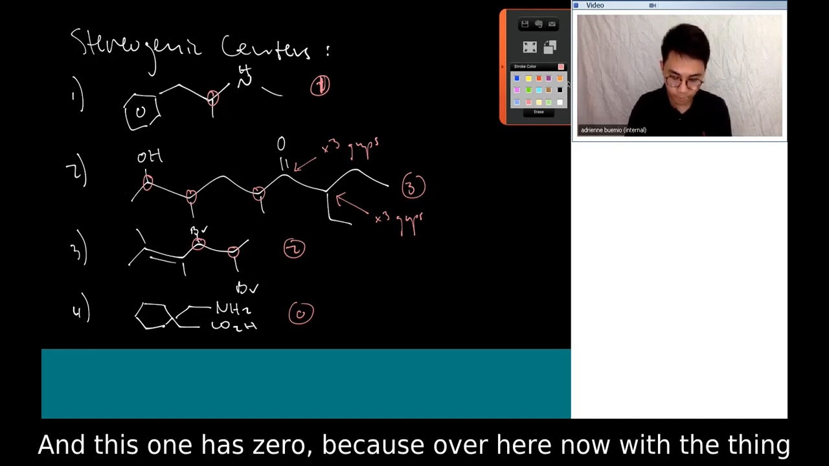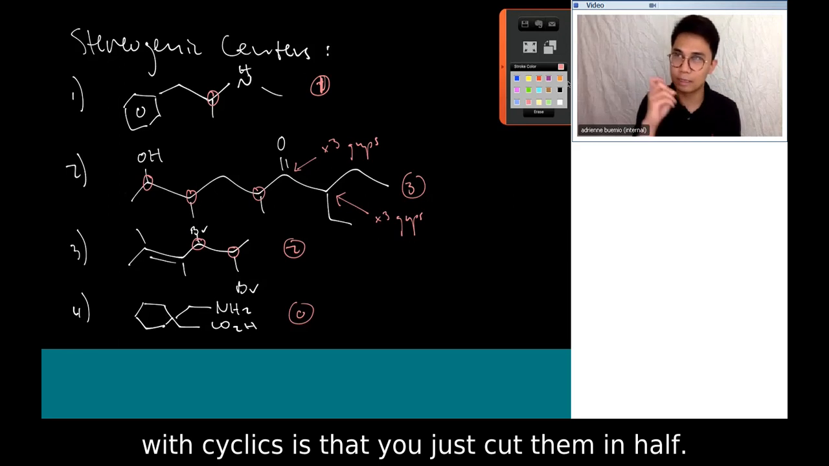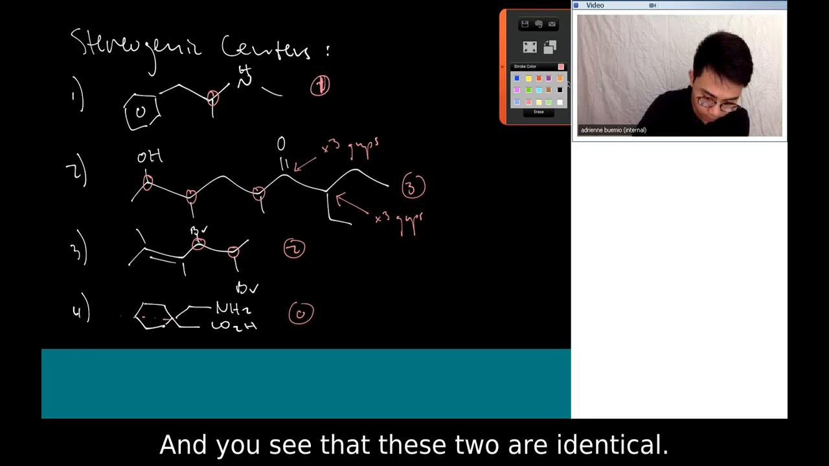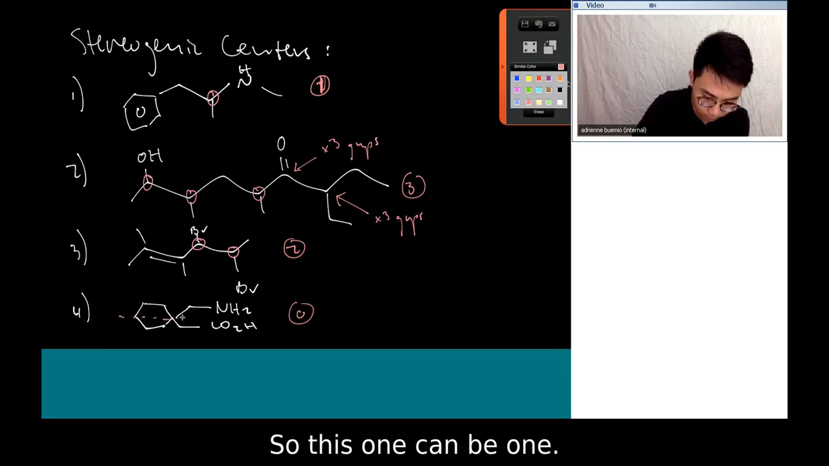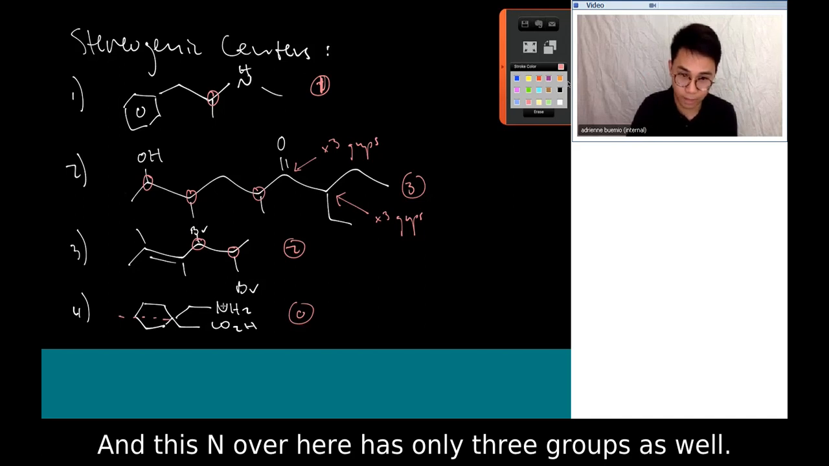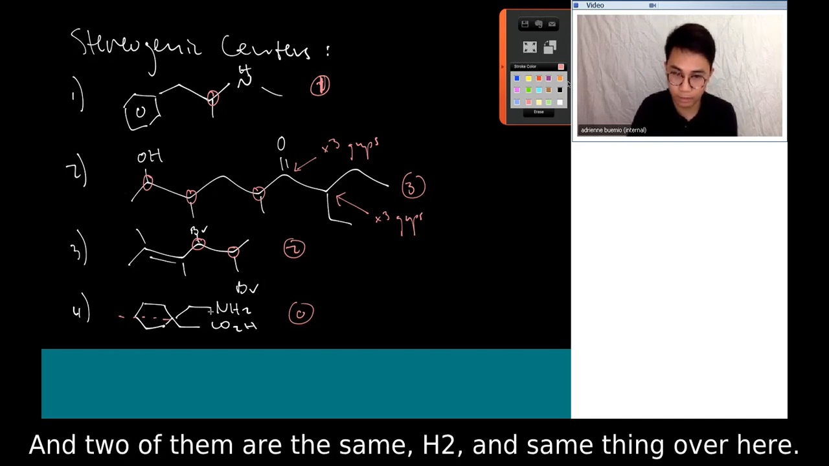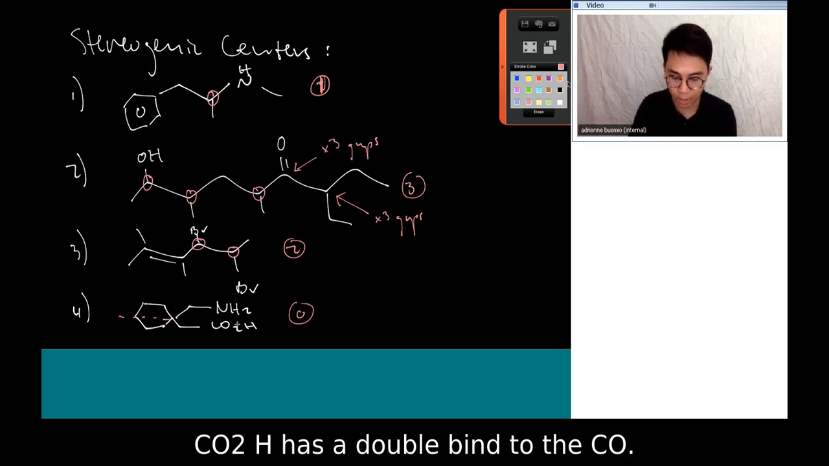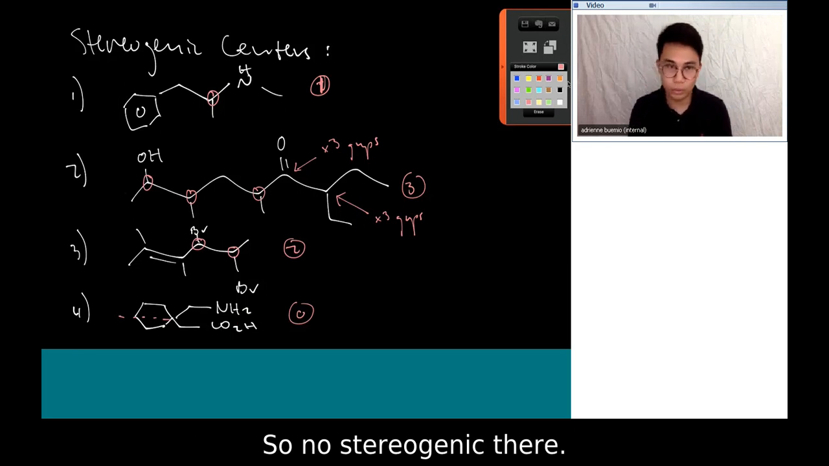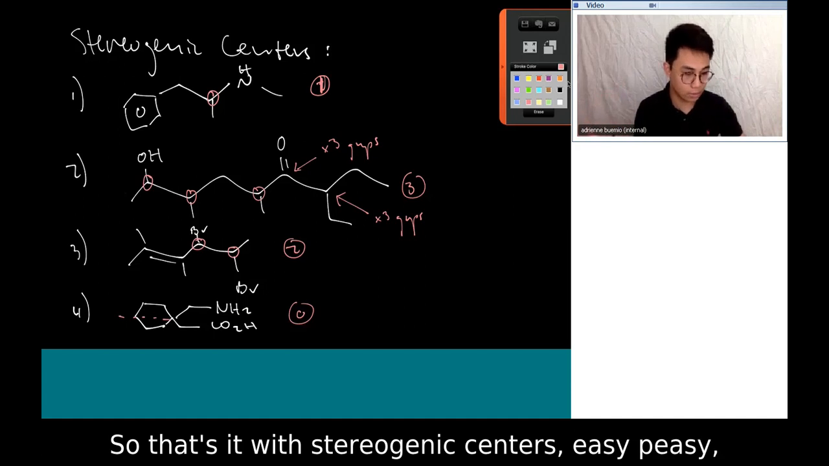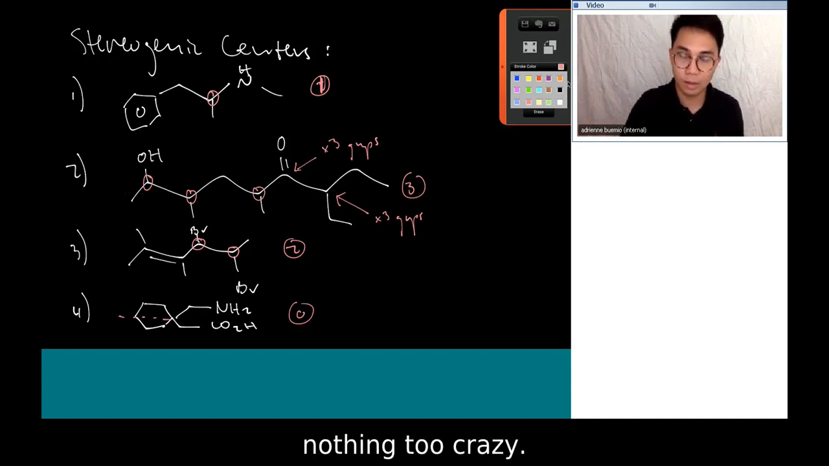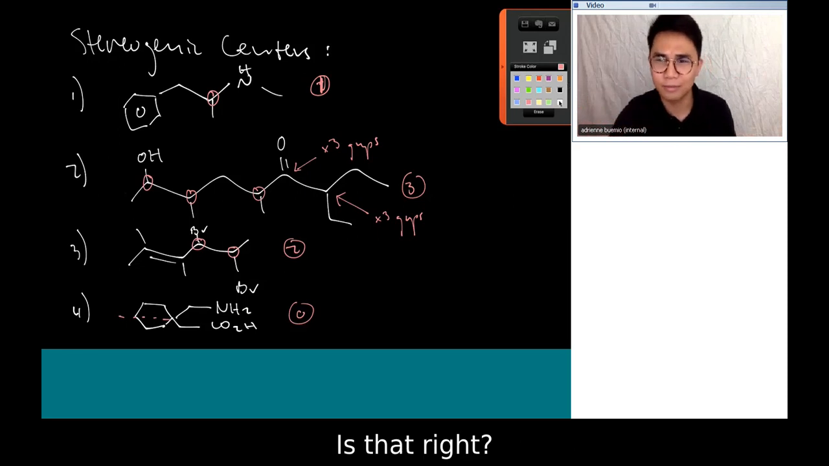And this one has zero. Now the thing with cyclics is that you just cut them in half, and you see that these two are identical. So this one can't be one, and over here has only three groups as well, and two of them are the same, H2, and same thing over here. CO2H has a double bond to the CO, so no stereogenic there. So that's it with stereogenic centers. Easy peasy. Nothing too crazy. Is that right? Okay.